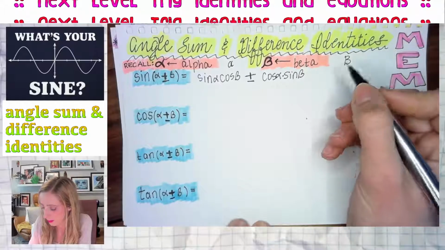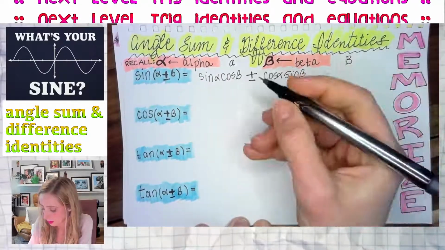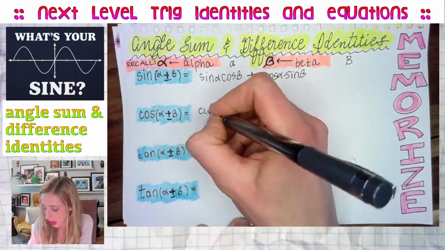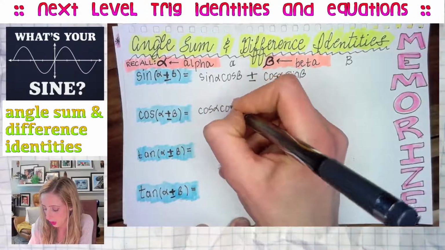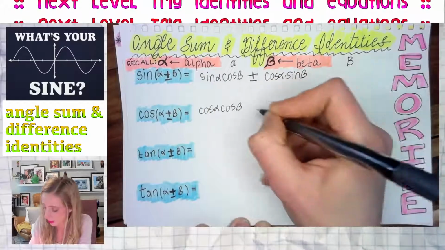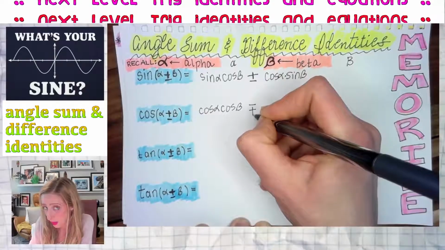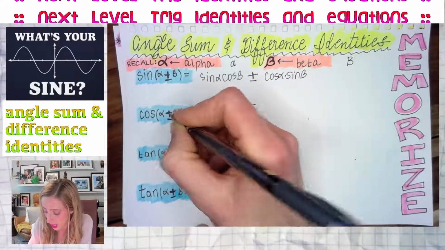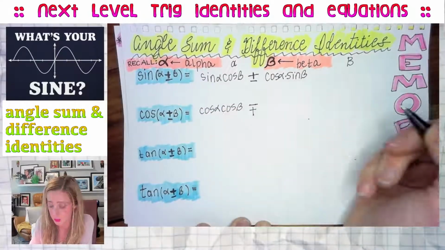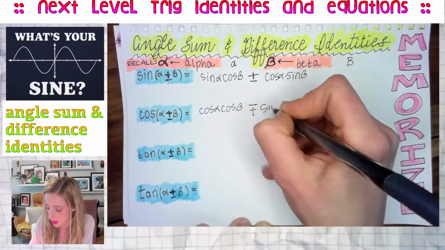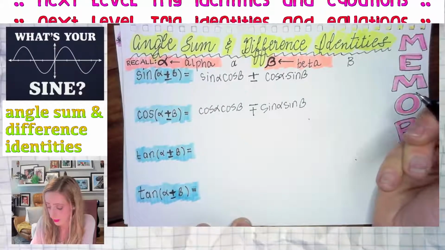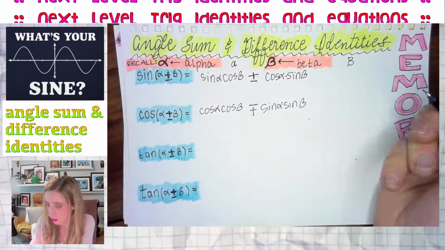All right? Don't forget that. Now we have cosine. Cosine of alpha plus or minus beta equals cosine alpha cosine beta. Find that, multiply your answer. Minus plus. So if this is plus, this is minus. And if this is minus, this is plus. Sine alpha, sine beta. That was identity number 2.